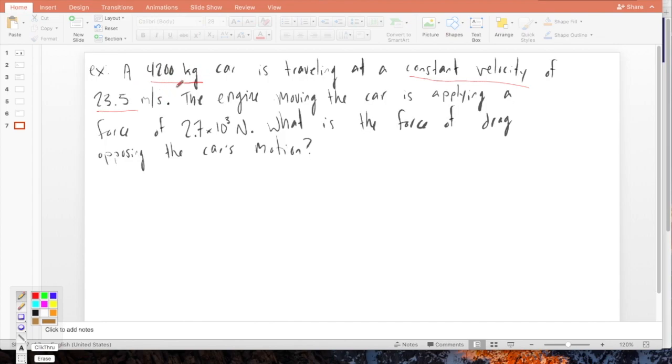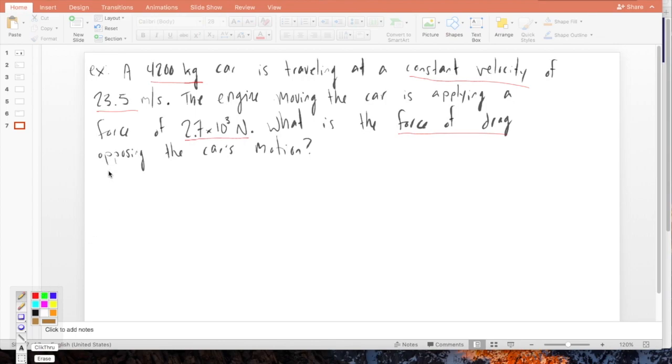It's really good to maybe highlight or underline as you're reading questions through to try to start picking out useful information. I see that the engine moving the car is applying a force. Here's the force. What is the force of drag? The force of drag that's opposing the motion. What is the size of that force? Okay, so I think I have a good grasp of the question.